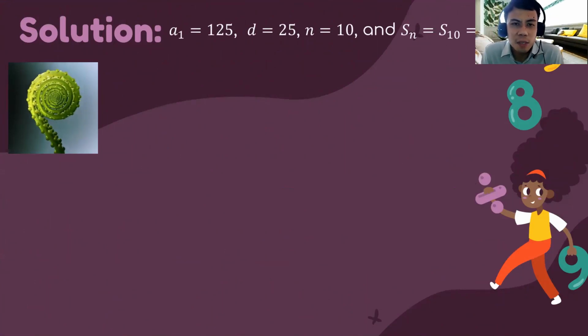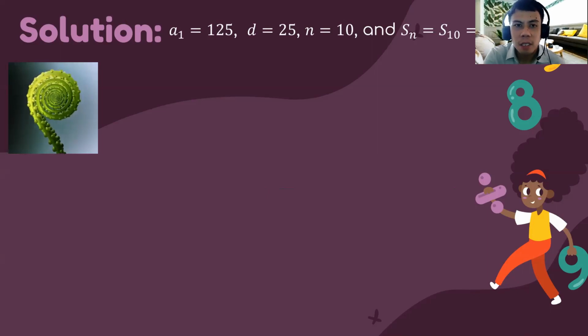The first term is 125. That's the number of passengers in the first carriage of the train. The d is 25 because it increases by 25 people in each carriage of the train. n equals 10 because there are 10 carriages of the train. And the unknown here is the sum of 10 carriages. That is S sub n, which is equal to S sub 10.